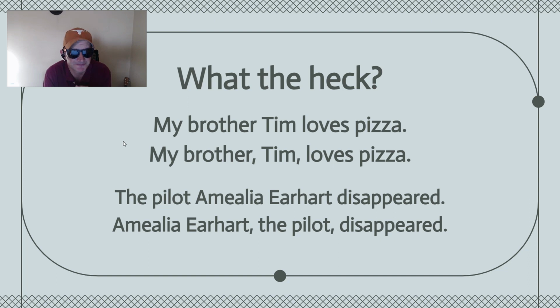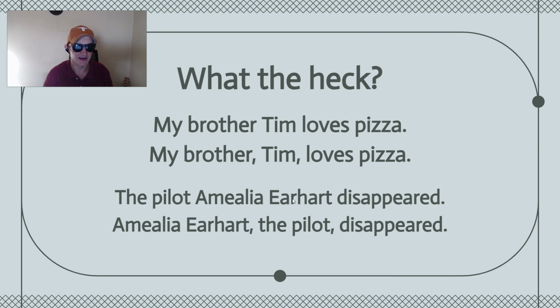Do you know what I mean? What I mean is, in the first sentence, I have more than one brother. And you need the name Tim to understand which brother I mean. In the second sentence, I only have one brother. And so you don't need the name Tim to know which brother I'm talking about. That's what it means to be necessary. Do you need it to know which one you're talking about? Which one of whatever? So the top one, the pilot Amelia Earhart disappeared.